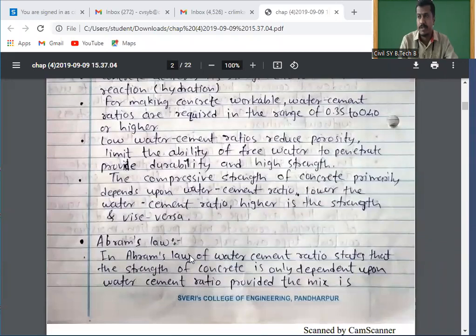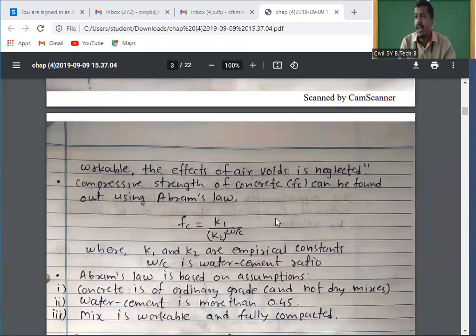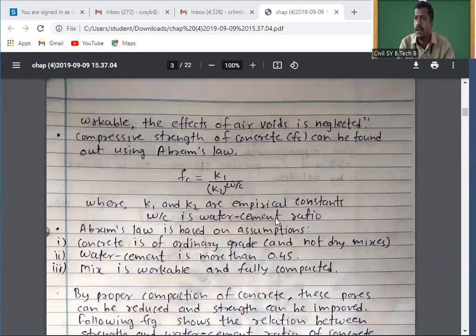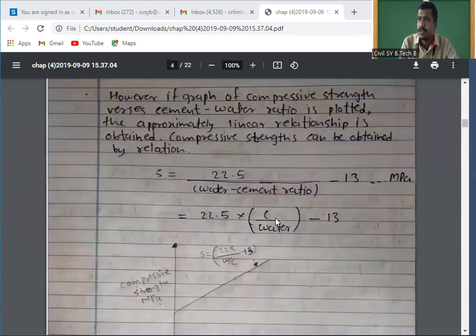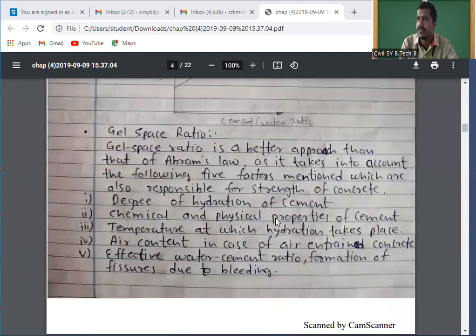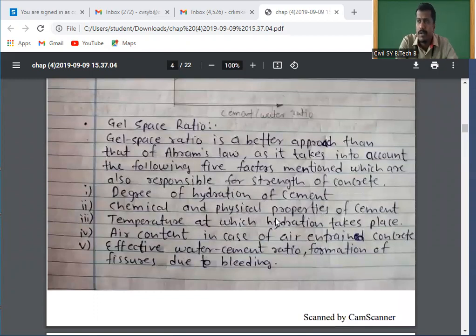Water to cement ratio is the first point which will make an impact on gaining the strength. The second one is the gel space ratio. What is the gel space ratio and how is it important for us to understand? The gel space ratio is a better approach than your Abrams law. There is one law which gives you the relation between the strength of the concrete and your water to cement ratio.